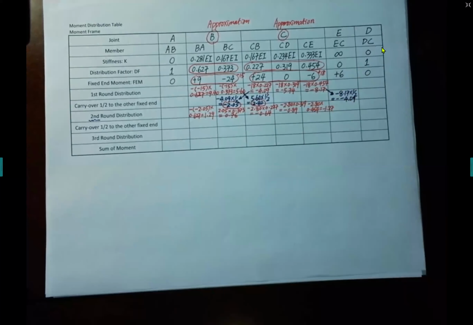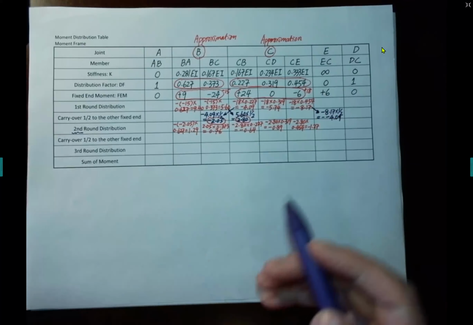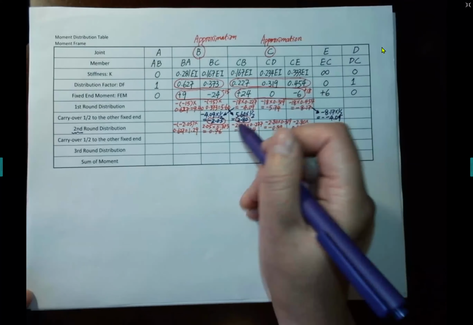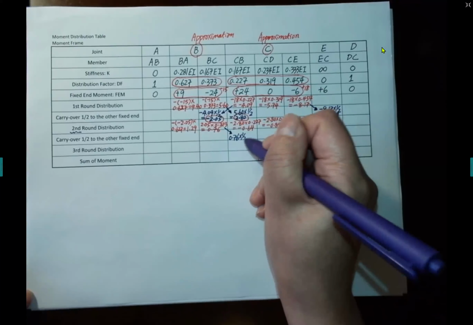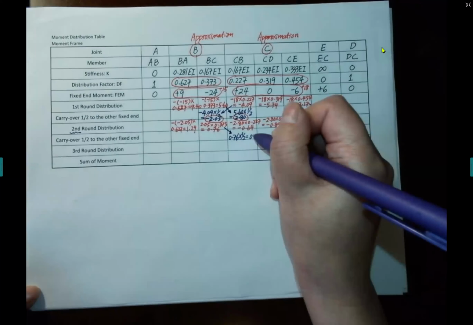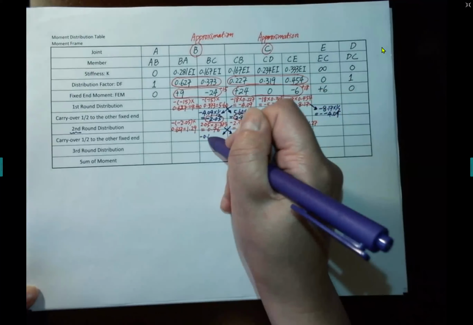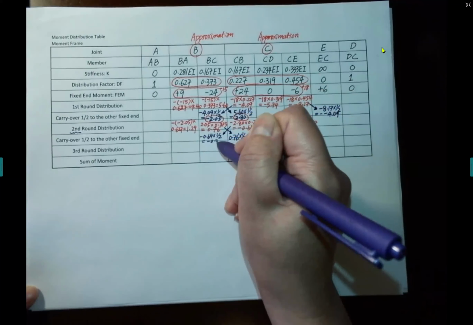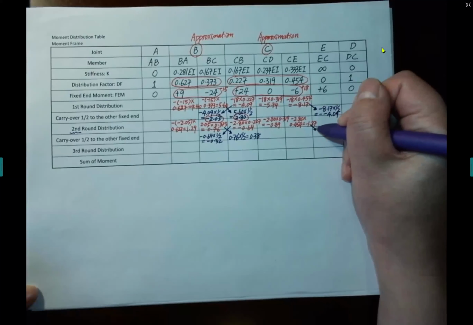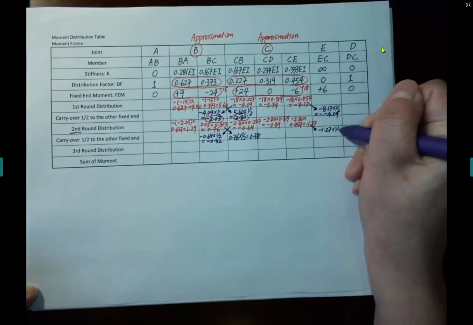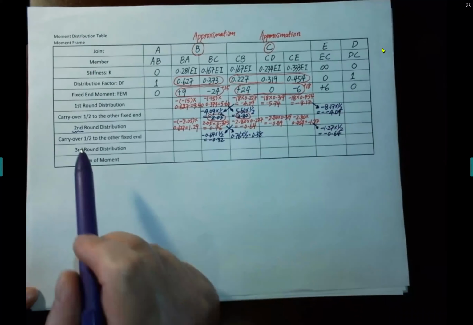This is the second round distribution. After that, we follow with another round of carryover. For BC, carry over 1/2: 0.76 times 1/2 to the C end equals 0.38. For CB, negative 0.64, and transfer 1/2 to the B end, negative 0.32. From the C side, CE to the E side, negative 1.27 times 1/2 equals negative 0.64. That's the second round of carryover.